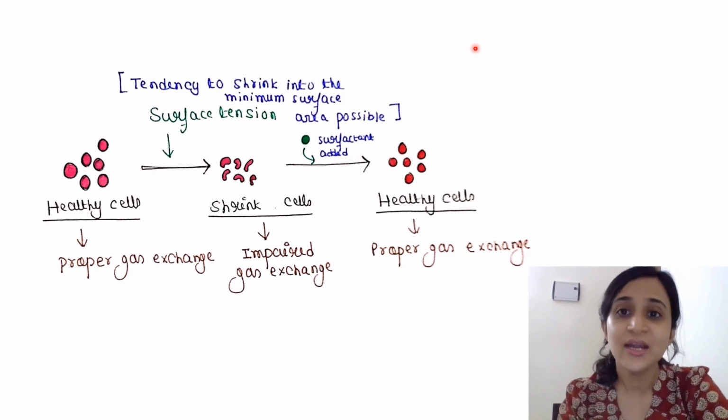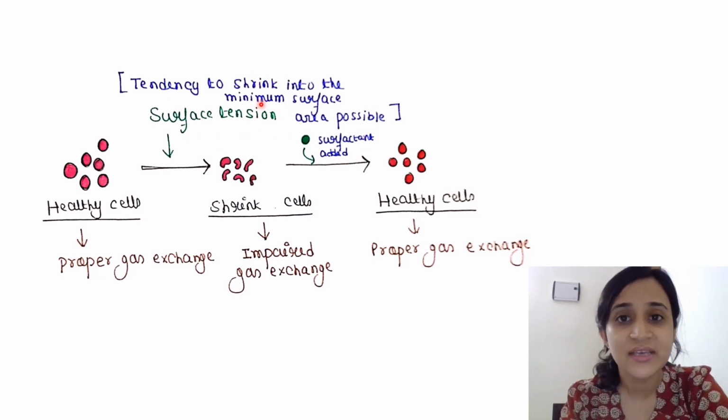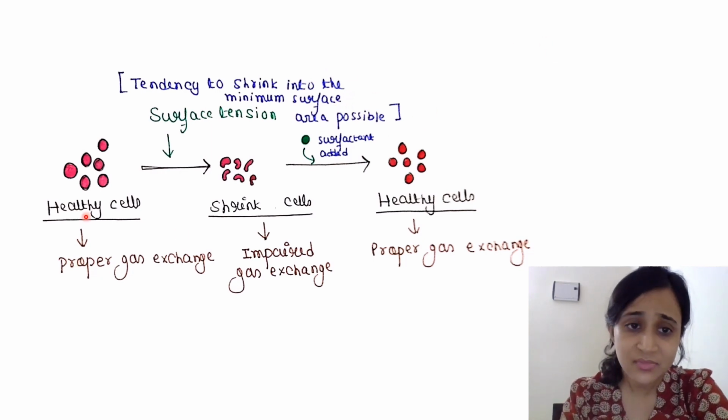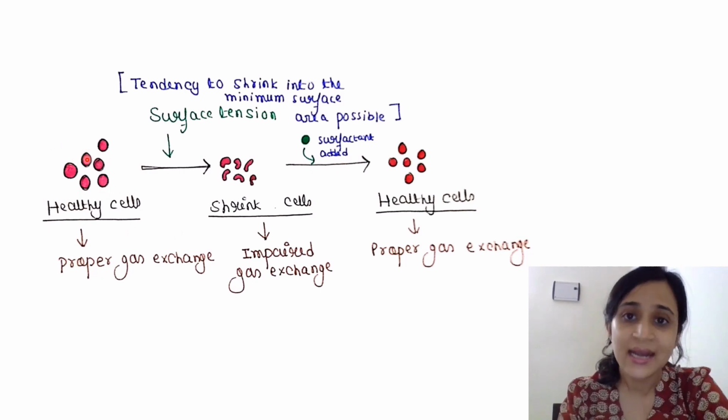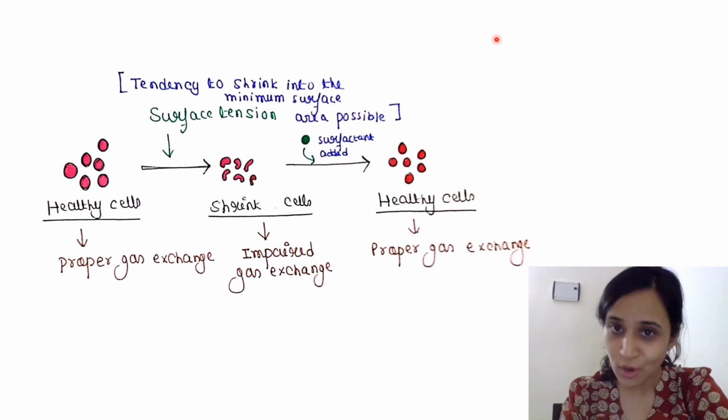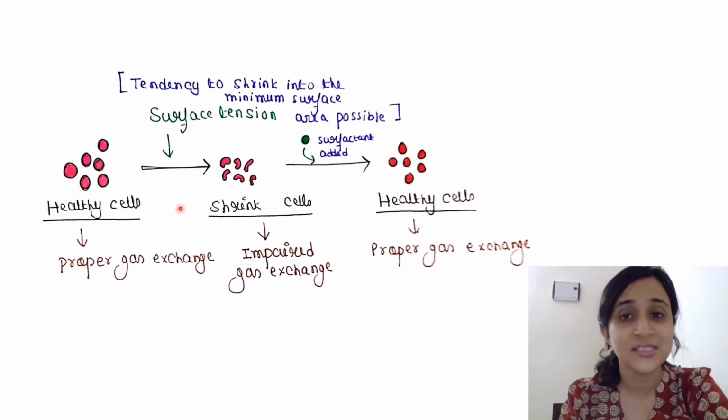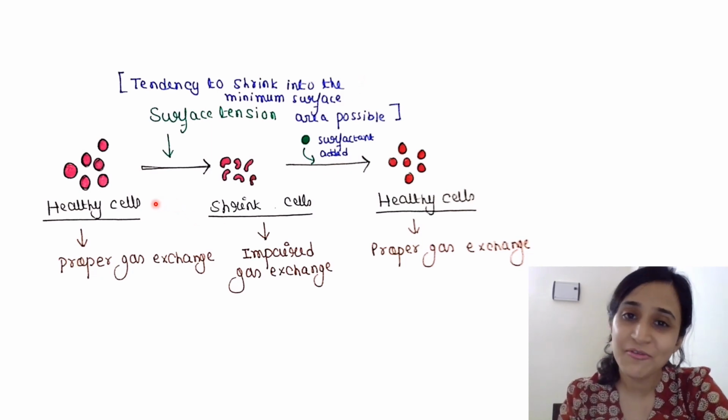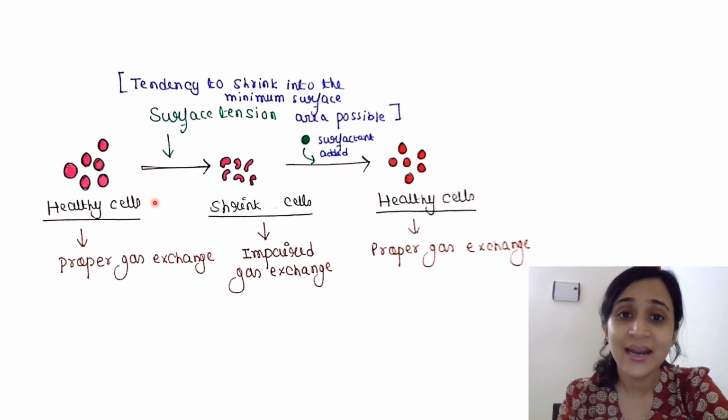So the tendency to shrink into the minimum surface area possible is known as surface tension. It occurs in the air-fluid interface. So these are some healthy cells. Now due to the surface tension, these cells will shrink like this, and lung cells mainly experience more of this, because the lung is full of air. We inhale and the lung gets filled with air. So the cells are in contact with air, and we know cells are filled with fluid. So a fluid-air interface occurs that makes the cells shrink.